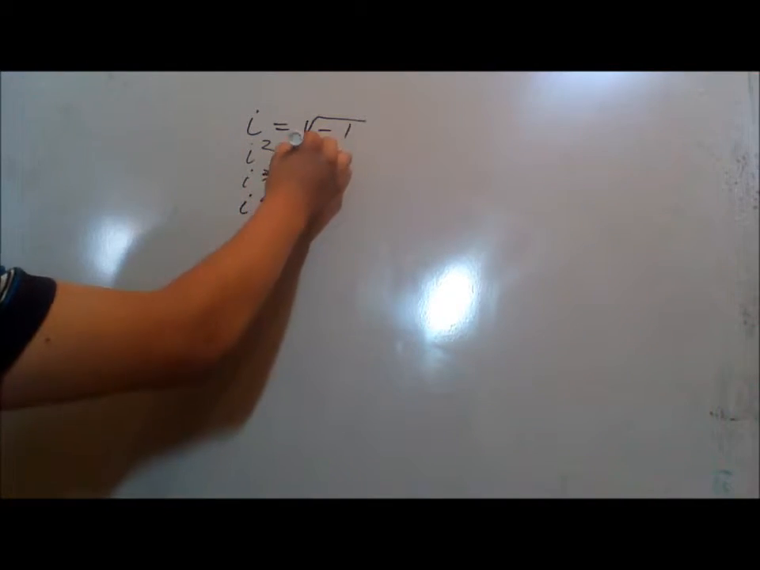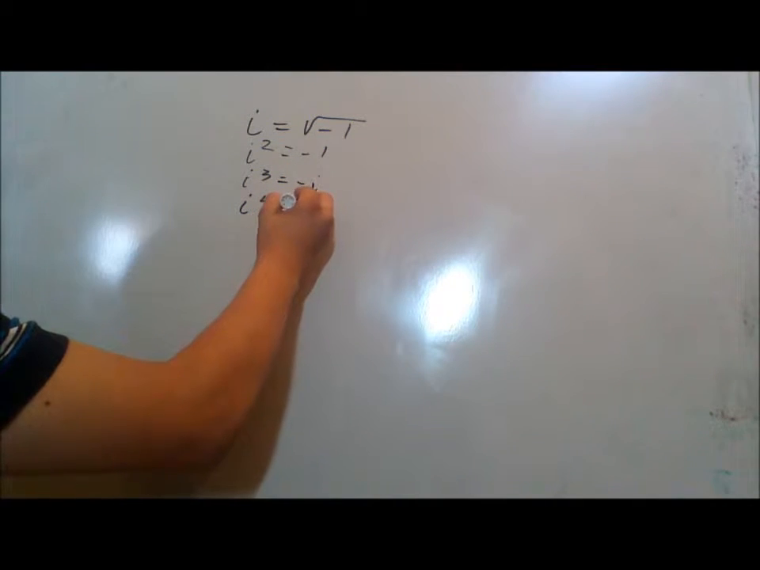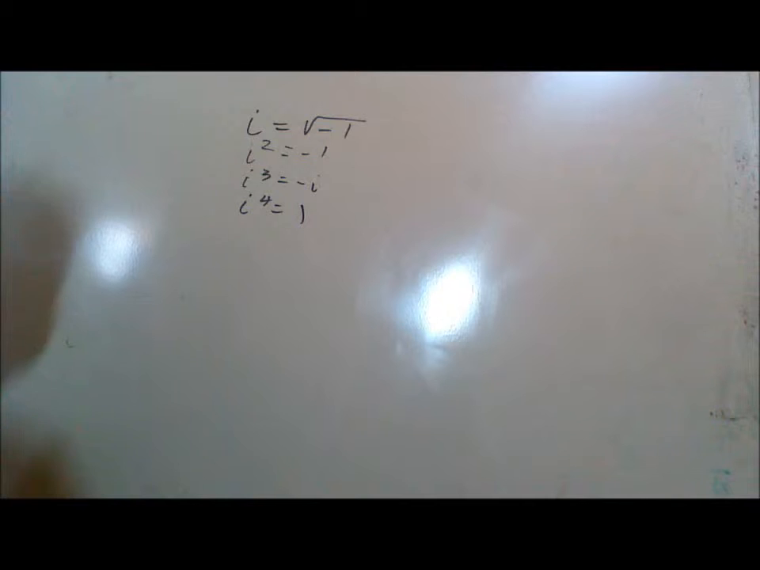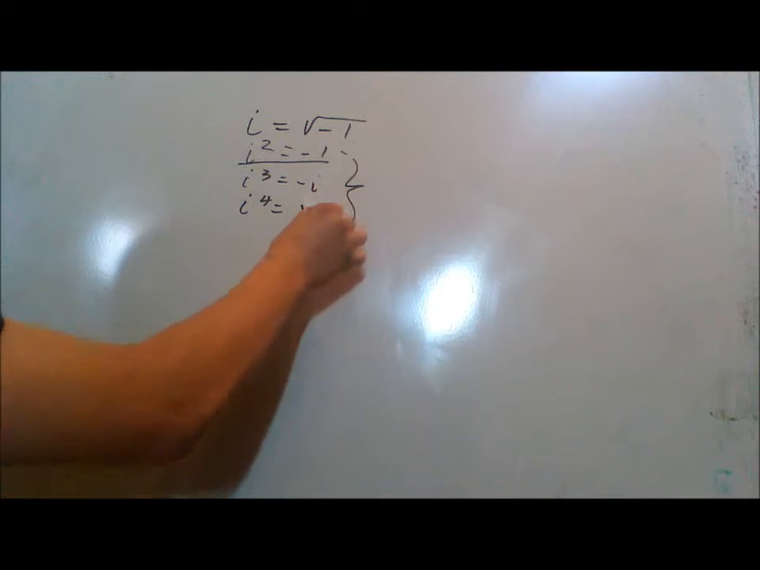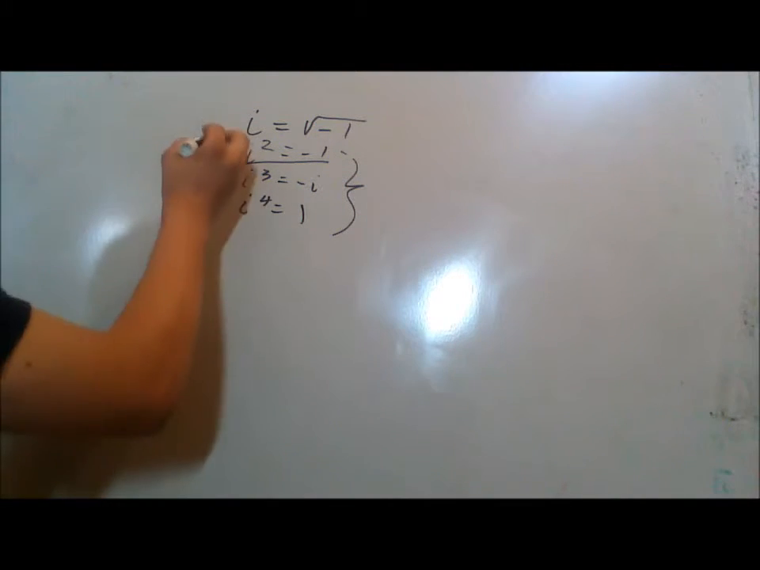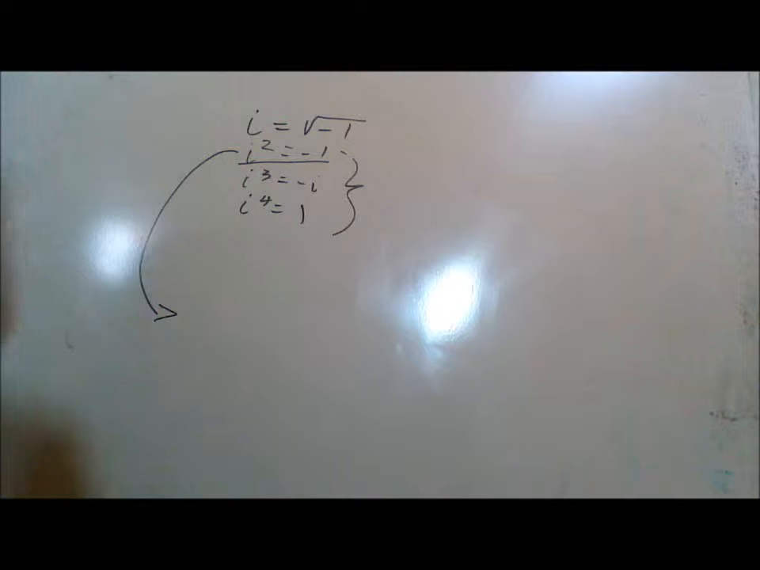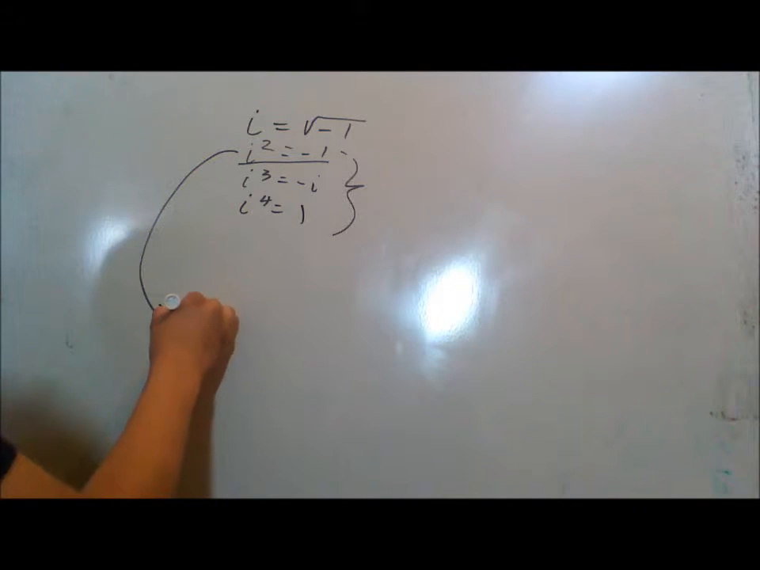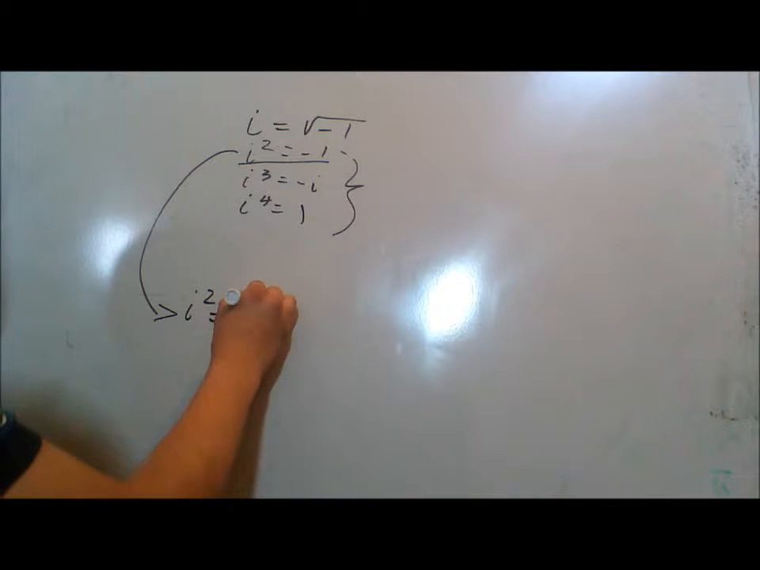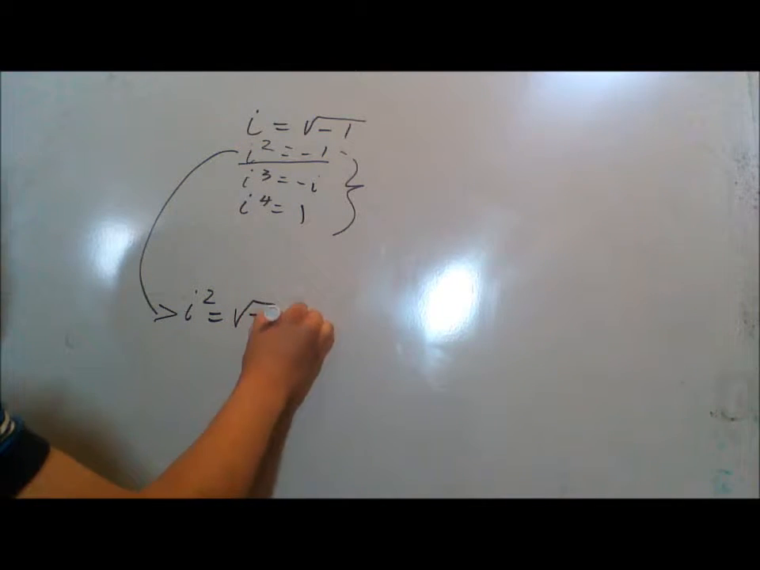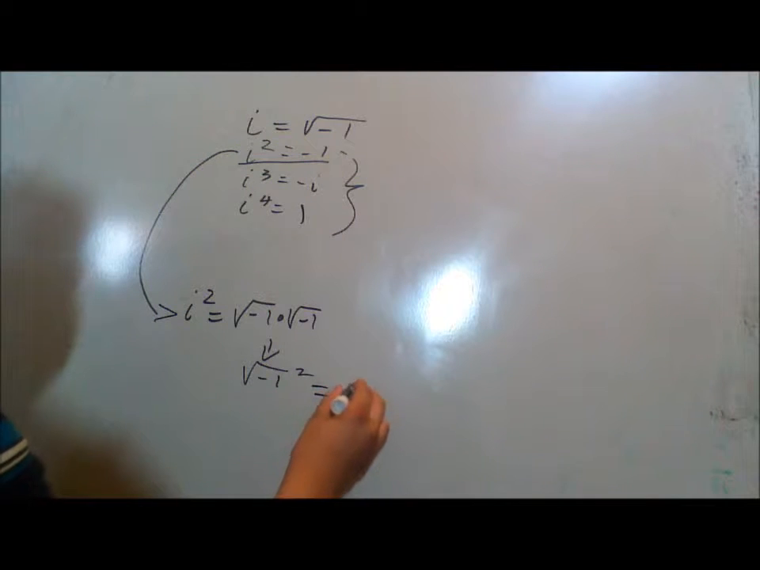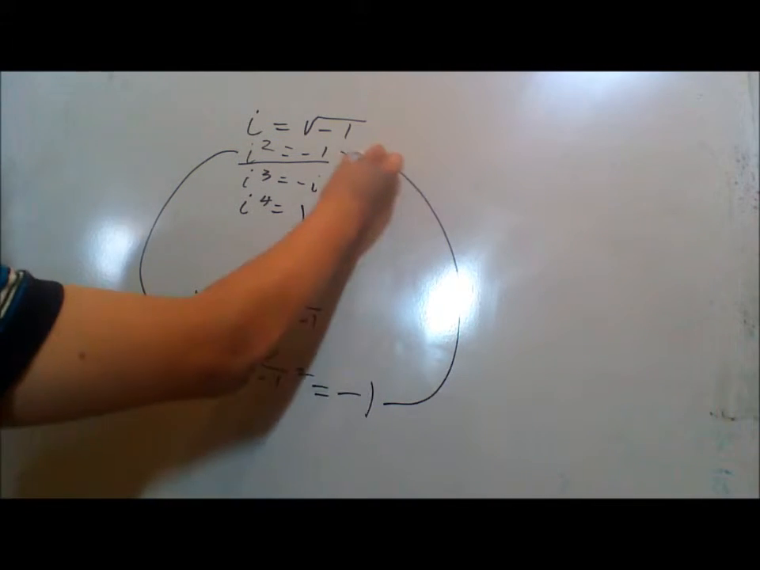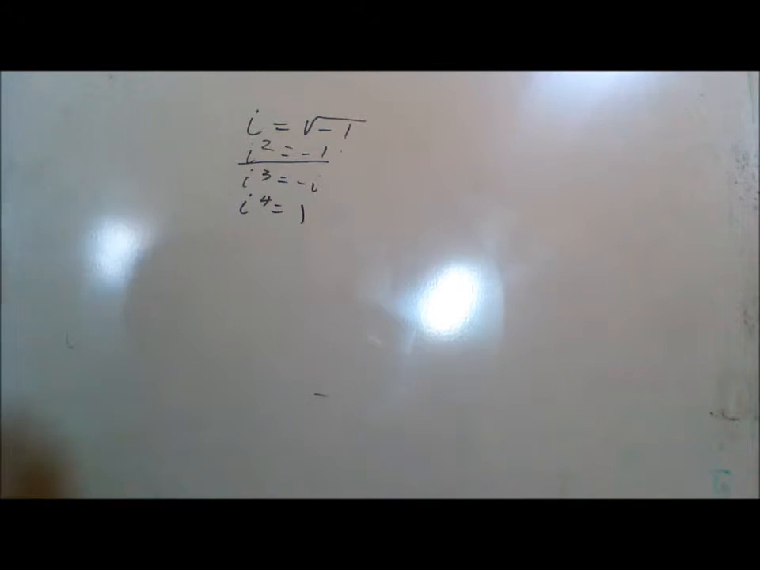i squared is equivalent to -1, i cubed is equivalent to -i, and i to the fourth power is equal to 1. Now there's always a reason why a symbol is equal to a certain number, whether it be i squared or i to the fourth power. So i squared is the square root of -1 times the square root of -1, or the square root of -1 squared, and that is equivalent to -1. So that's how we got the number -1 for i squared.